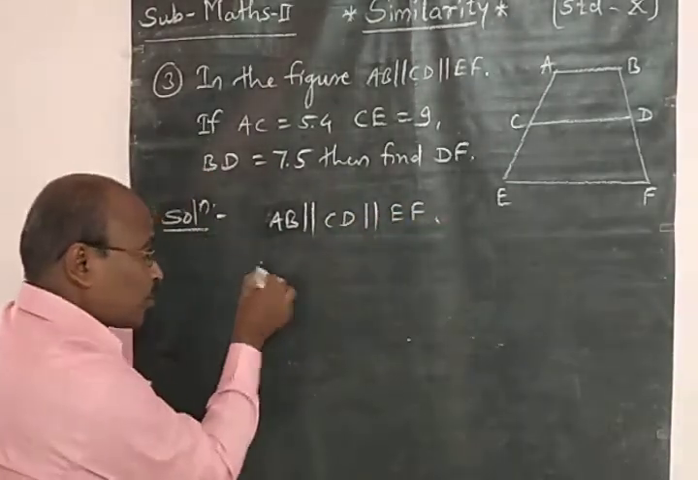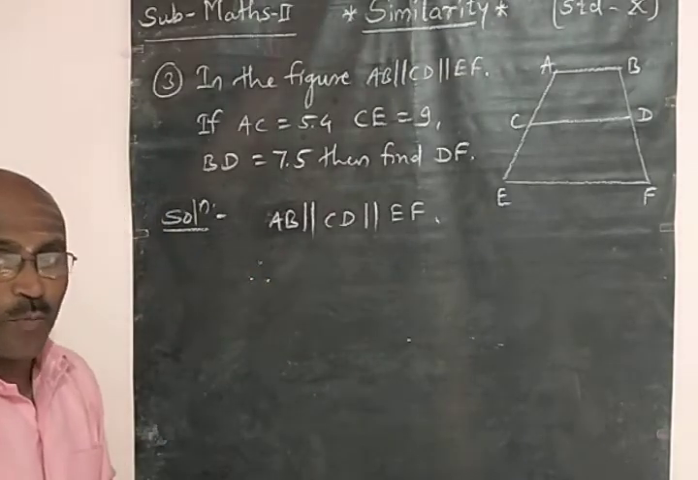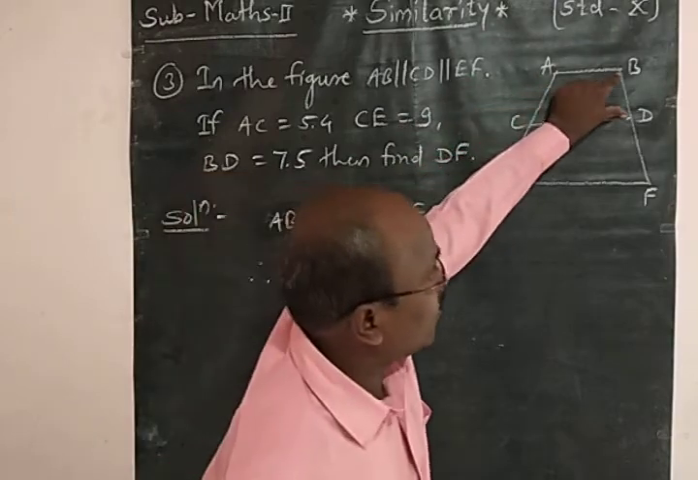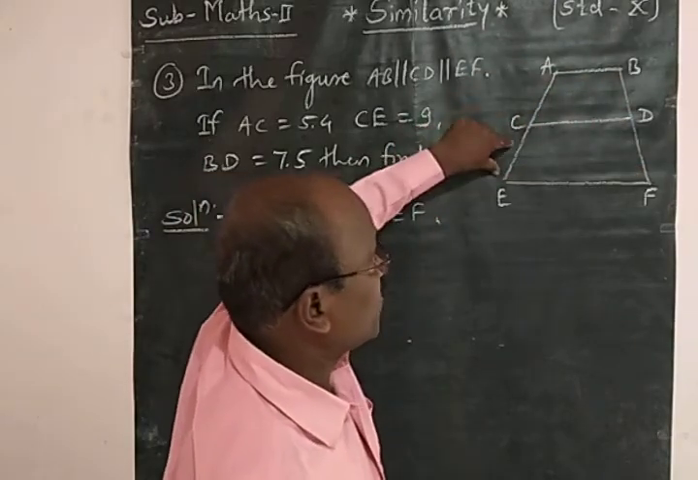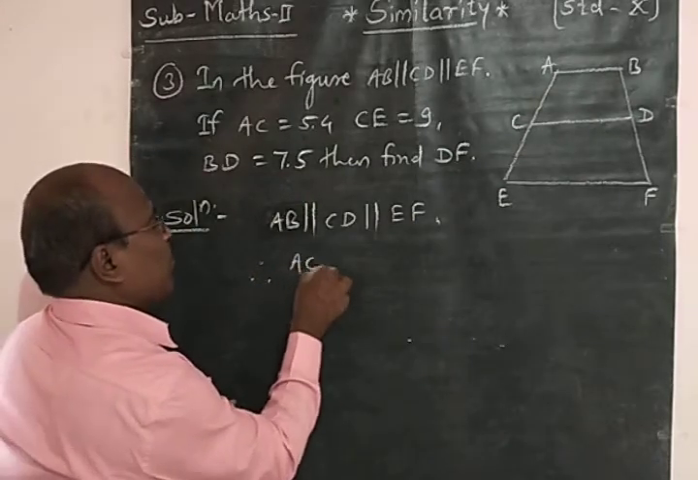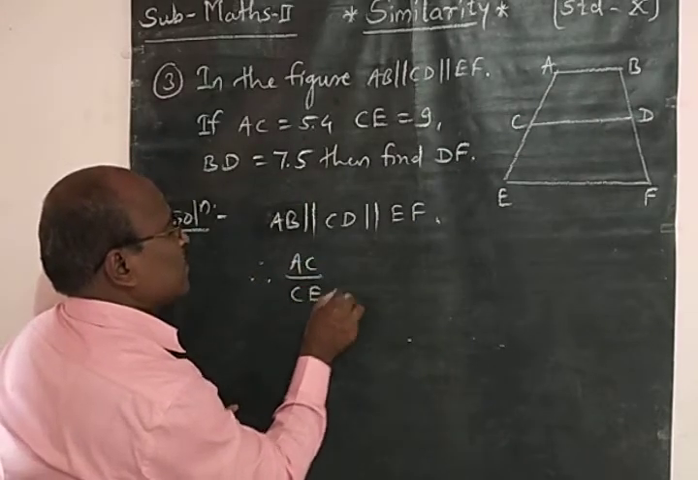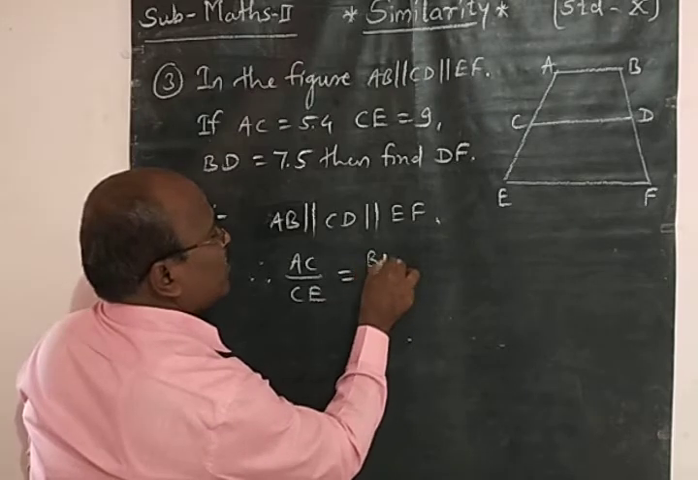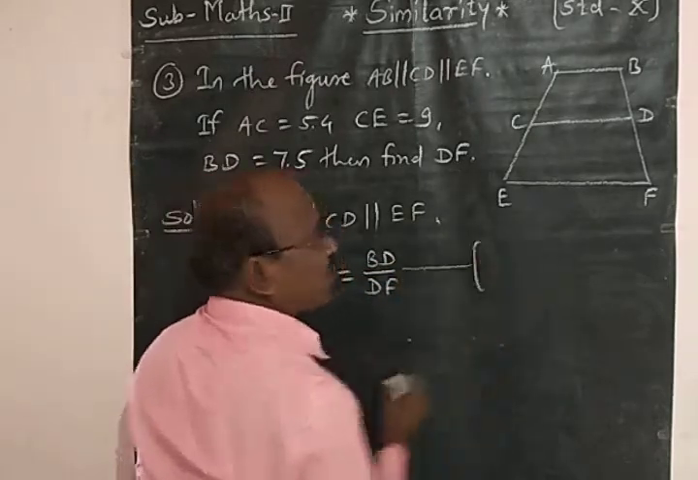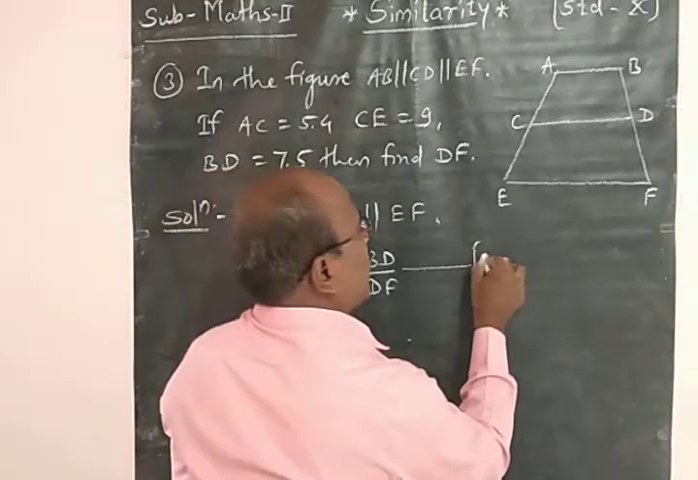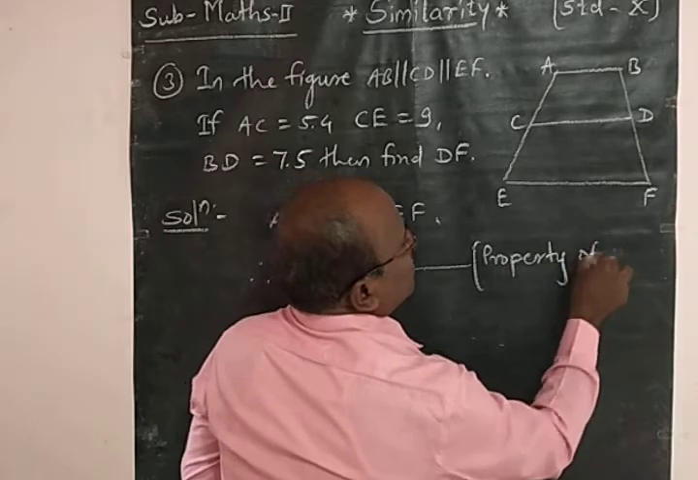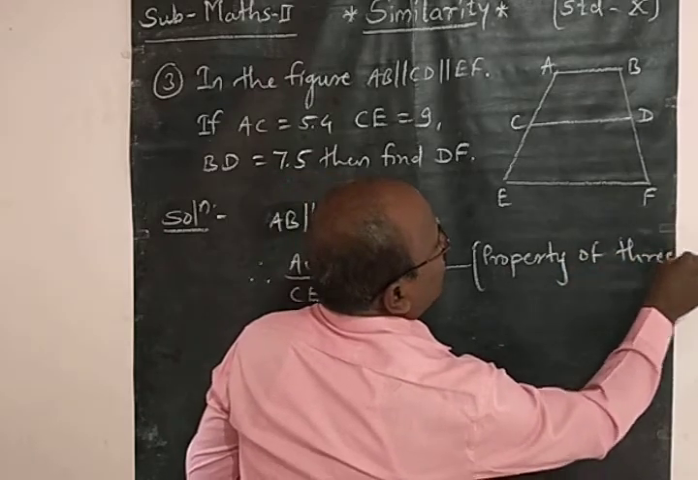Then use the property. What is the property? The ratio of these two intercepts is equal to the ratio of these two intercepts. Means AC upon CE is equal to BD upon DF. AC upon CE is equal to BD upon DF. Now write here the property. Reason as property of three parallel lines.